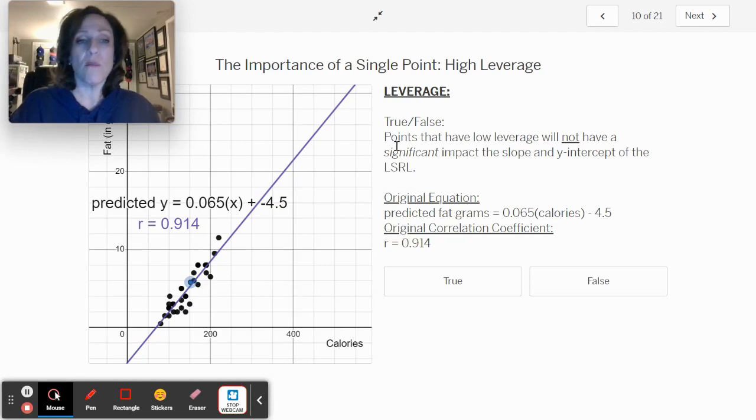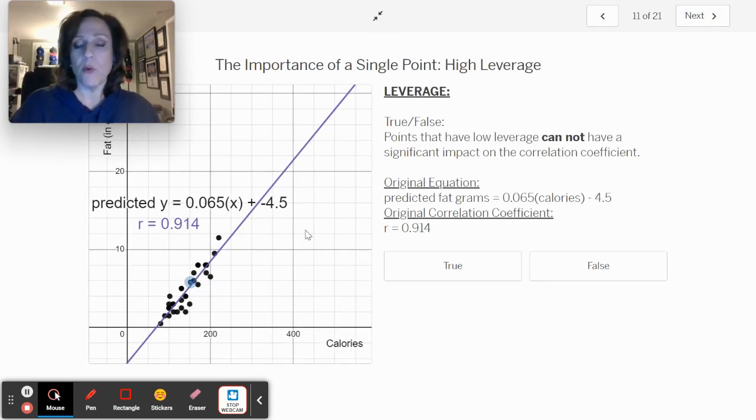So look here. True or false: points that have low leverage will not have a significant impact on the slope and the y-intercept. Is that true or false? Okay, so you could practice that and change that. Moving on. Points that have low leverage cannot have a significant impact on the correlation coefficient. Okay, so what do you think about that?